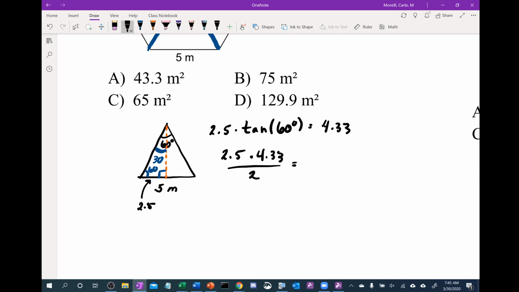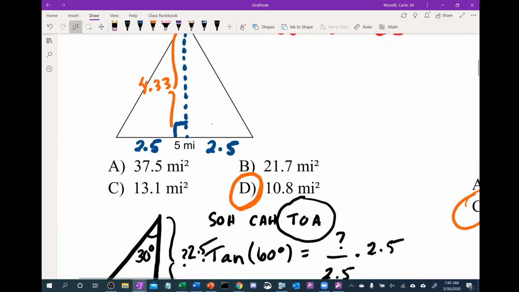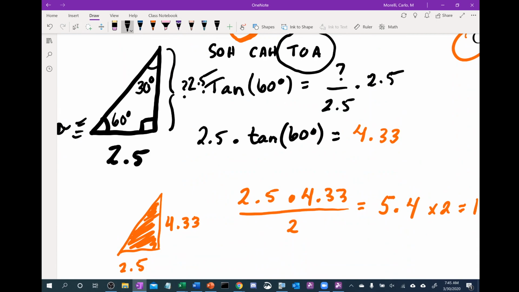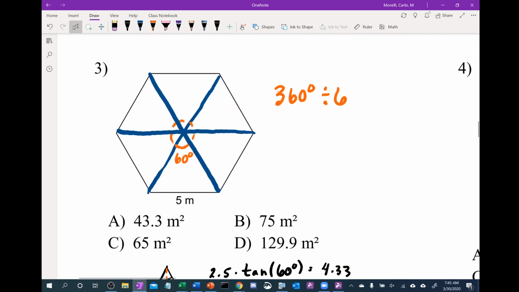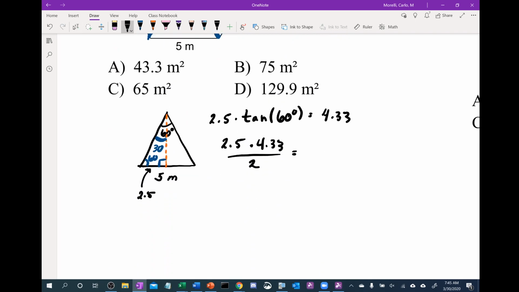Okay, and remember, let's go back up here and take a look. That was equal to 5.4. 5.4 times 2 equals 10.8. So that's the total area of this one triangle here is 10.8. Okay, that's the area.